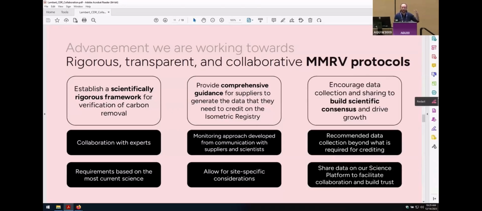And finally, talking about this transparency aspect of building scientific growth through sharing data. One thing I want to call your attention to here is the very bottom right, the second one, recommended data collection. So we have two tiers of data collection. One is required for proving CDR. The other one is recommended. This serves the purpose of advancing the field. So the more data you collect, the less uncertainty you can have. And also you can facilitate this potential transition to more model-based MMRV.